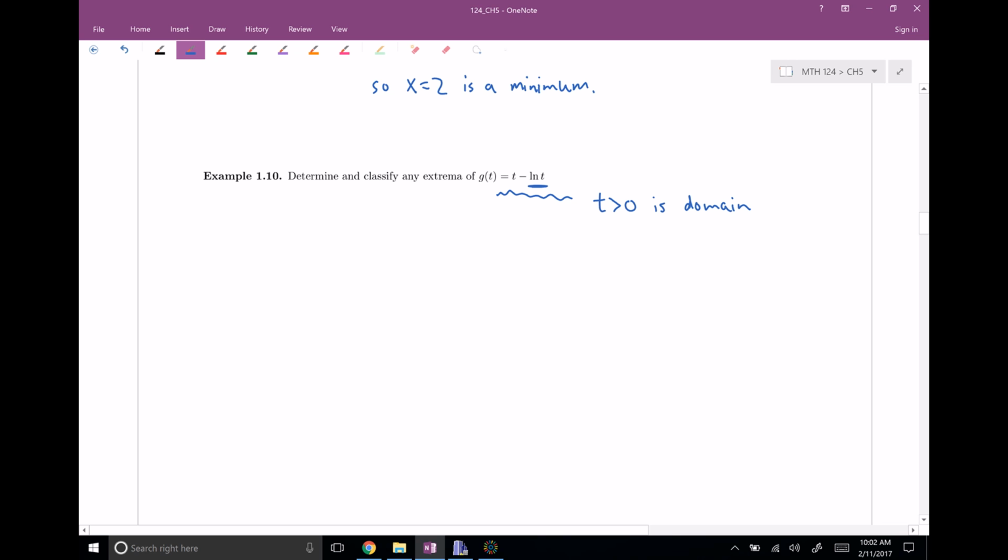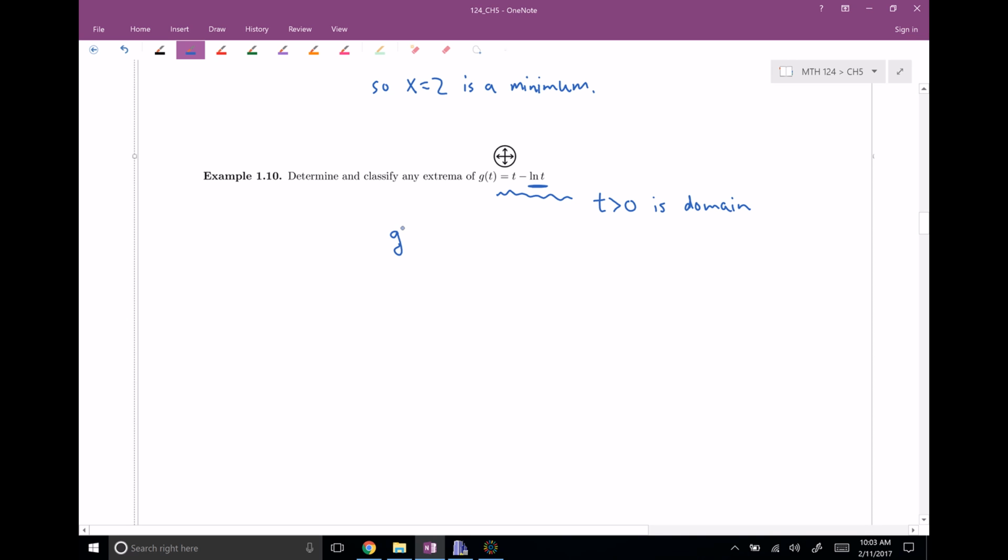This will come up here in a little bit, but we're only considering positive t values, because that's the only time the natural log of 1, the natural log of 2, the natural log of 3 makes sense. If you try to do the natural log of negative 5, your calculator will error out. It doesn't make any sense. Okay, so just as before, we want to find our critical points.